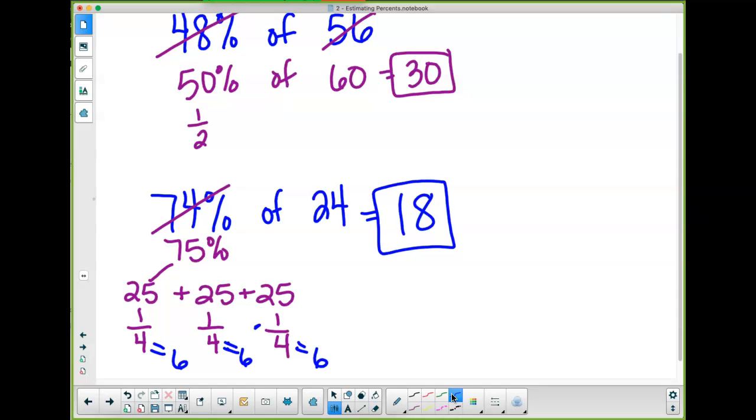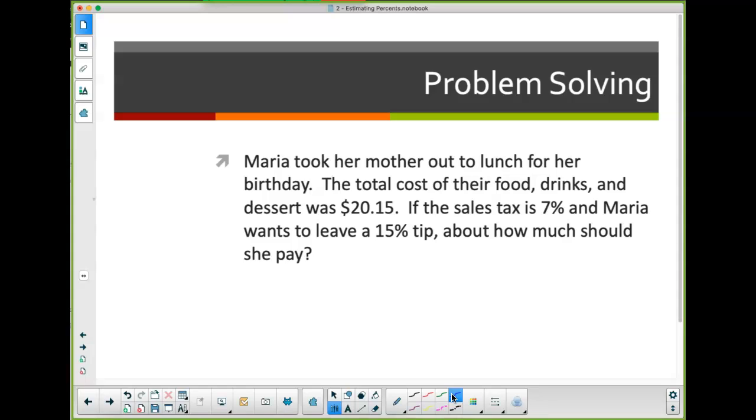Okay? We could do a problem like this. And you'll see one like this on your homework. Maria took her mother out to lunch for her birthday. The total cost of their food, drinks, and dessert was $20.15. Sales tax is 7%, and Maria wants to leave a 15% tip. How much total money would she have to leave? She has to leave this much, right? She has to leave $20.15 at least. Agreed? Does she have to pay tax? Yes, you have to.